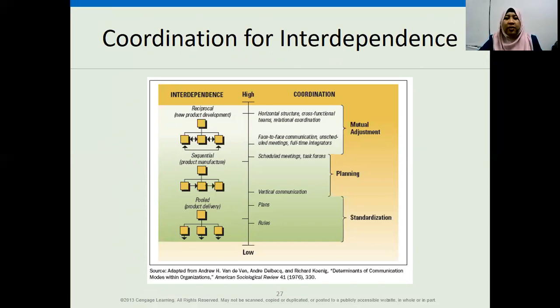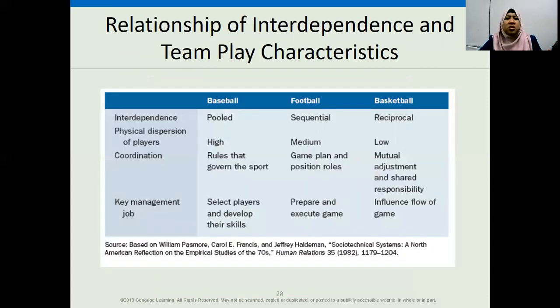Then we have new product development, sequential product manufacturer, pool product delivery. There are lots of diagrams in this chapter, not graphs, but the diagrams themselves. Then they have mutual adjustment, face-to-face communication, planning, vertical communication, plans and rules. So this is relationship or interdependence and team play characteristics. We have baseball, football, basketball, so how the team game works here.